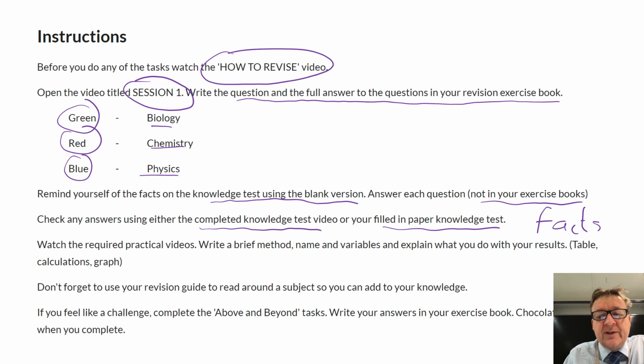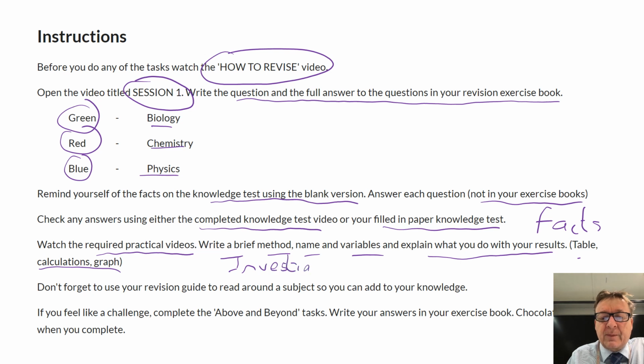Also on there, and we're going to be doing these in class as well, are the required practical videos. You've got to know the methods, the names, the variables, and explain what you do in your results, tables, calculations, graphs, all those different things. You must know the required practicals in detail, because I would guess that at least half of them are going to be on your exams in some way. If a question says investigate on your exam, it's pretty likely going to be something to do with the required practical, or they might just throw in little chunks all over the place.